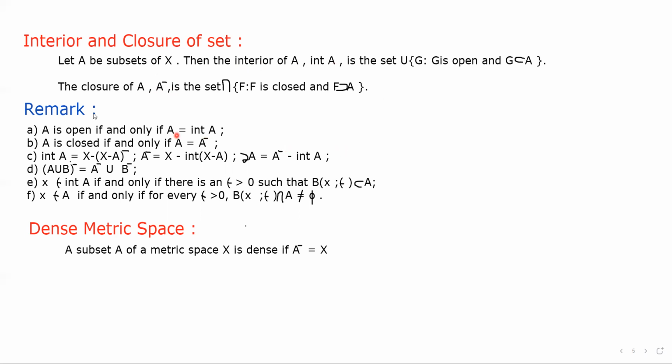Here some properties of interior and closure of a set are given. First, A is open if and only if A equals the interior of A. Second, A is closed if and only if A equals the closure of A. Third, the interior of A equals X minus the closure of X minus A. The closure of A equals X minus the interior of X minus A, and the boundary of A equals the closure of A minus the interior of A.